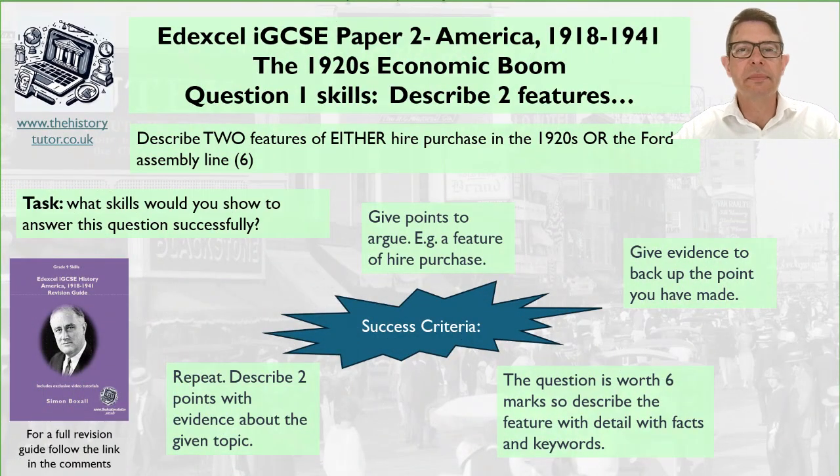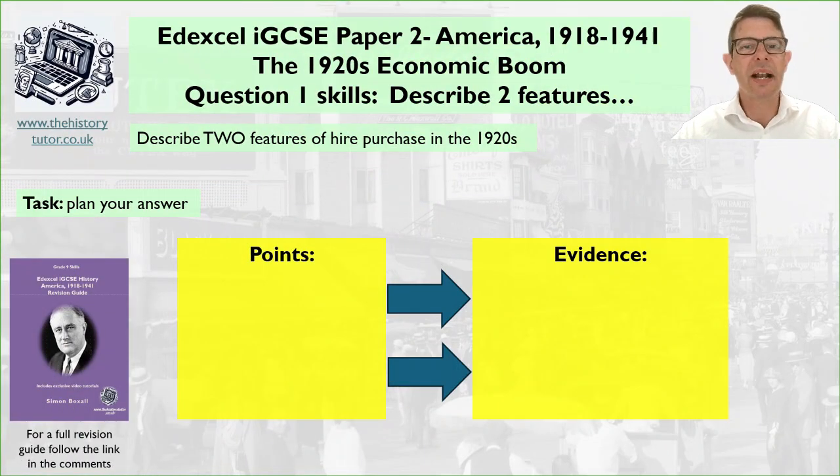Okay, so first I think you need to make sure you give points to argue, not just list information. Let's give a feature of hire purchase, for instance. So one feature of hire purchase is, and make a point. Then give your evidence to back up that idea. That's where you're going to give your facts and information. The question is worth 6 marks, so we probably need a good deal of facts, a couple of sentences probably. And it says we need to describe 2 features, so we need to repeat that process again: point and evidence, point and evidence. So let's plan that now.